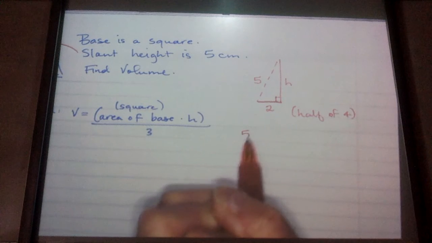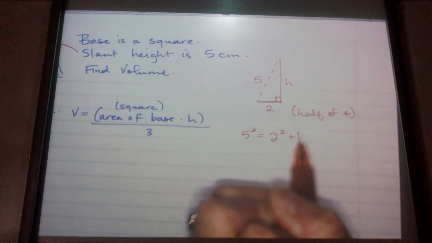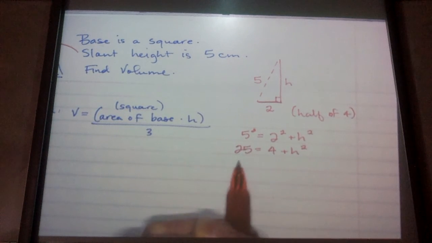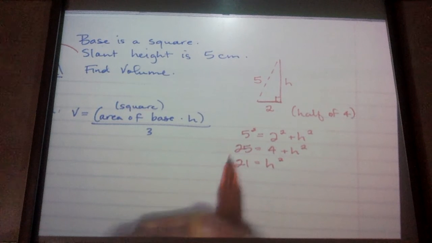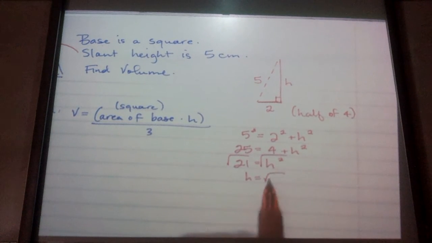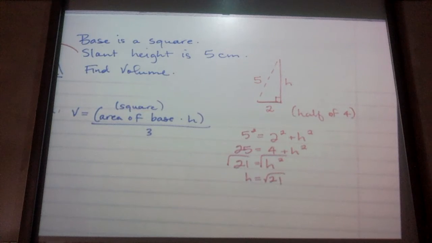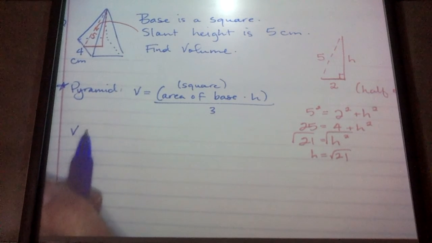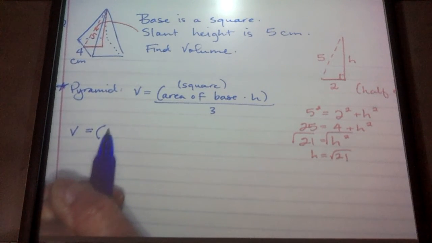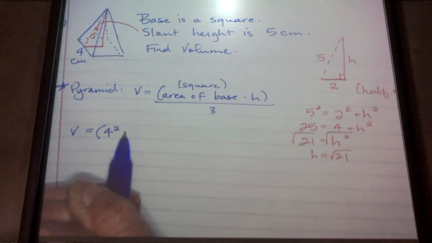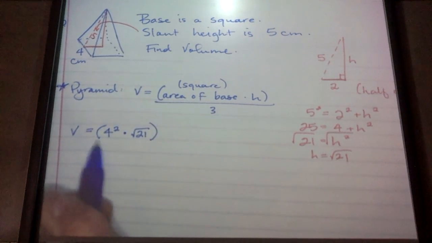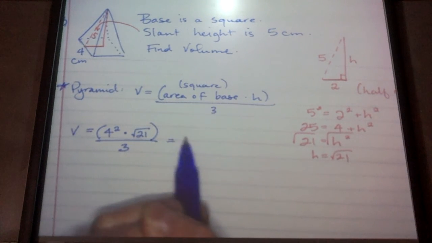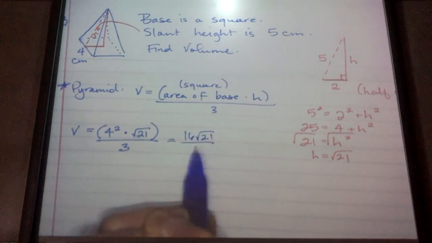So I know that 5 squared is equal to 2 squared plus h squared. So 25 equals 4 plus h squared. So 21 equals h squared. So the square root of 21 equals the height. Now I can plug that in. So volume equals area of my square times the root of 21 all over 3, okay, which would give me 16 root 21 over 3.